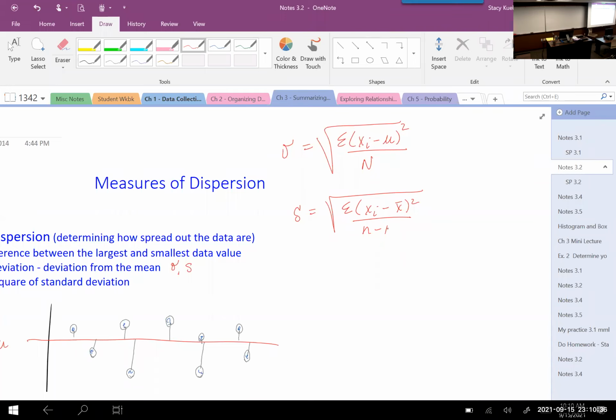And in the sample here, notice I have x bar, which is the mean of the sample. And then lowercase n, this is your degrees of freedom right here. Lowercase n represents the size of the sample. So I put those up there because it's important for us to understand something about standard deviation.